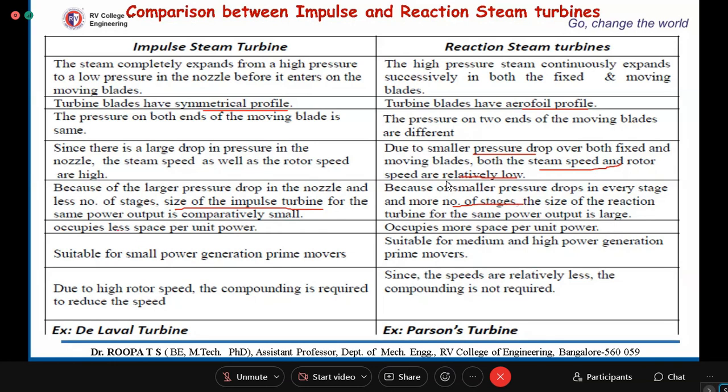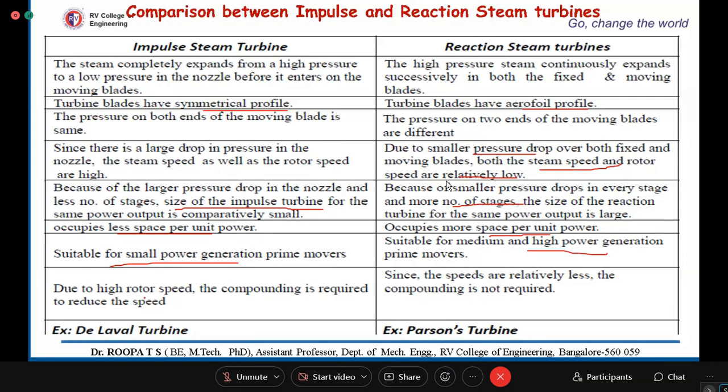Of course, the next difference goes with the previous one. It occupies less space and it requires more space. So this is suitable for small power generation and this is for medium and high power generation.